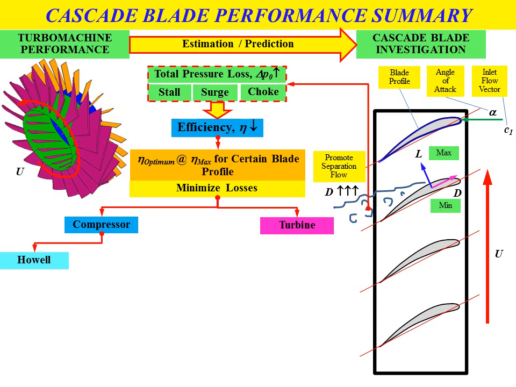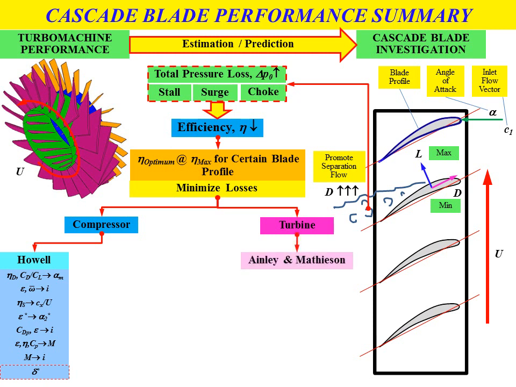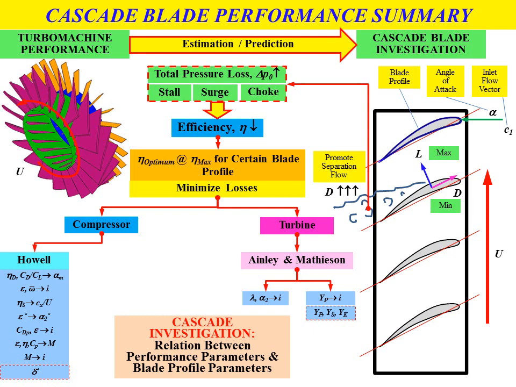For the compressor, we already learned about the investigation conducted by Howell, and Howell studied a lot of parameters that affect the efficiency of the compressor and the parameters that affect the value of the losses for the compressor. However, for the turbine, the investigation was conducted by Ainley and Mathieson, who studied a number of parameters that affect the performance of the turbine and the parameters that affect the value of losses in the turbine. So from cascade investigation, we can know the relation between the performance parameters and the blade profile parameters.